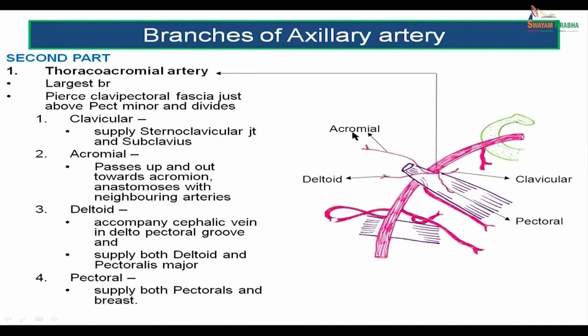The acromial branch passes up and out towards the acromion and anastomoses with the neighboring arteries. The deltoid branch, it accompanies the cephalic vein in the deltopectoral groove and supplies deltoid and pectoralis major. The pectoral branch supplies both the pectoral muscles, pectoralis major, pectoralis minor, and also supplies the breast tissue.